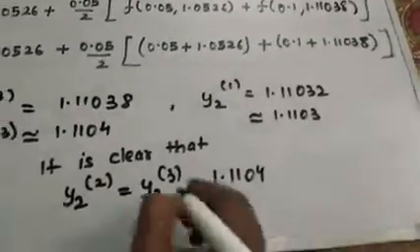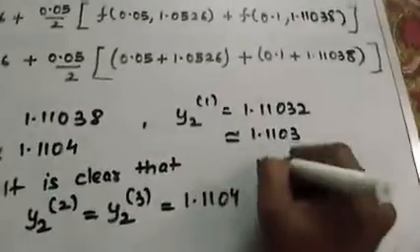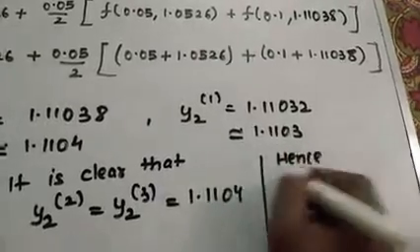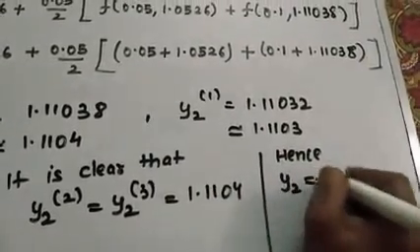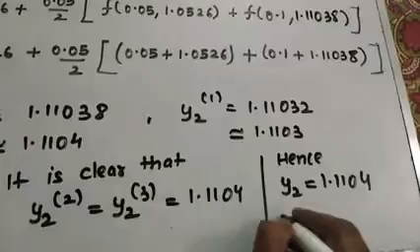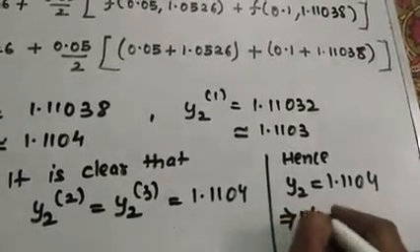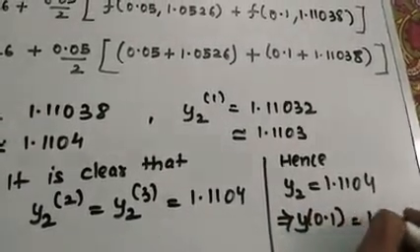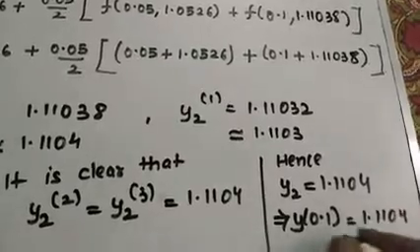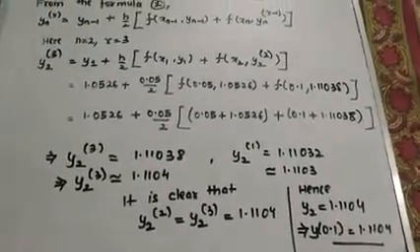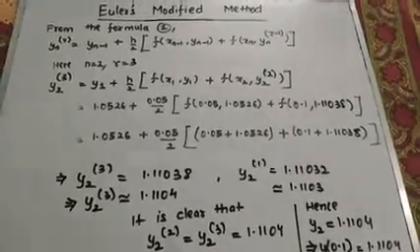Hence y2 is equal to 1.1104, and y2 means y of 0.1 equals 1.1104. Got it? So this is all about the Euler modification method.